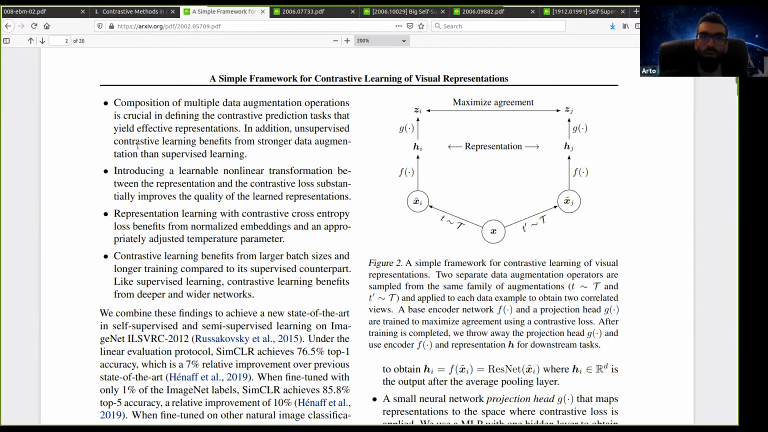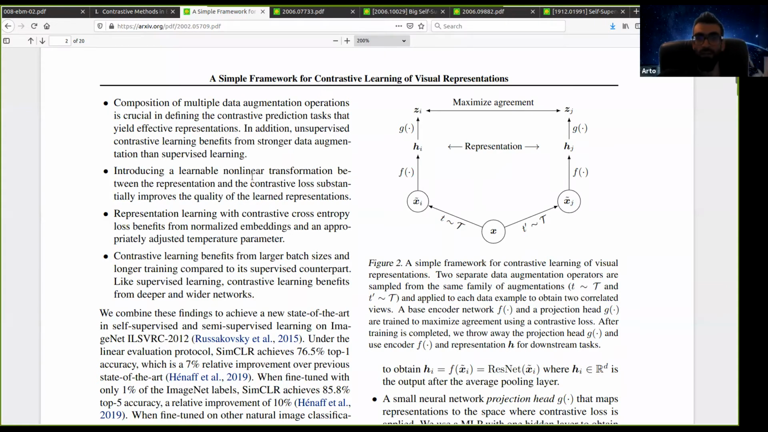And so the key points from the SimCLR paper. Composition of multiple data augmentation operations is crucial in defining the contrastive prediction tasks that yield effective representations. In addition, unsupervised contrastive learning benefits from stronger data augmentation than supervised learning. So here they used really heavy augmentations on the data.